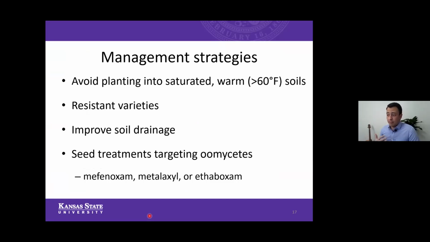Management strategies: avoid planting into saturated and warm soils. If you had problems last season, you might wait a little bit until those soils are drained. There are some resistant varieties that you can choose. Improve soil drainage, and tillage could also help with that soil drainage. There are some seed treatments specific for Phytophthora, and in this case we're going to be targeting the oomycete class, the oomycete groups, which include Phytophthora or Pythium. For the active ingredients, we're going to be looking for mefenoxam, metalaxyl, or ethaboxam. I always have trouble pronouncing those names, but those would be good seed treatments if you know that you had Phytophthora problems last season.